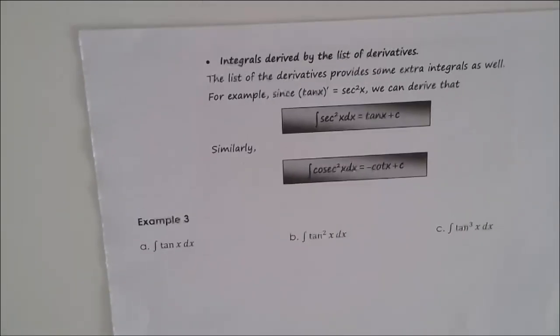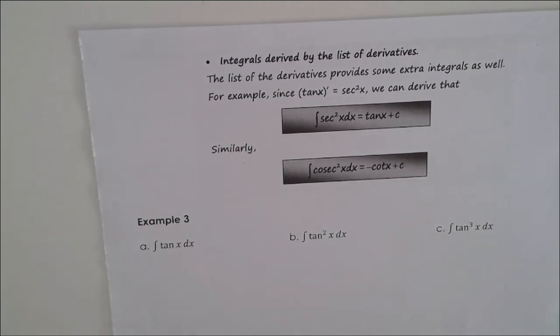Okay, I'm going to do one more example, a couple more derivatives and antiderivatives to look at, really antiderivatives. So we've got the antiderivative of secant squared x is tangent x, and then cosecant squared x is negative cotangent x. So applying these, we'll look at A, B, and C.